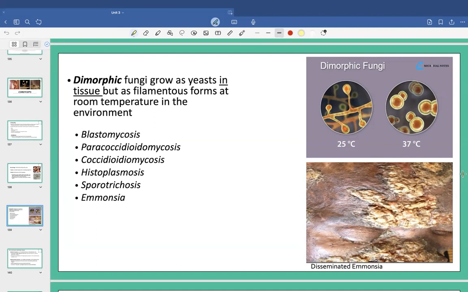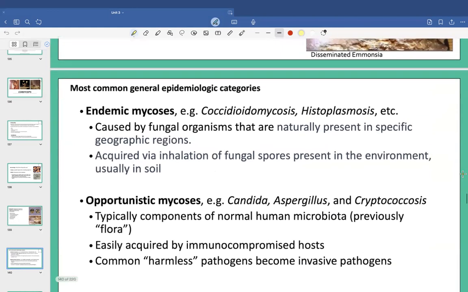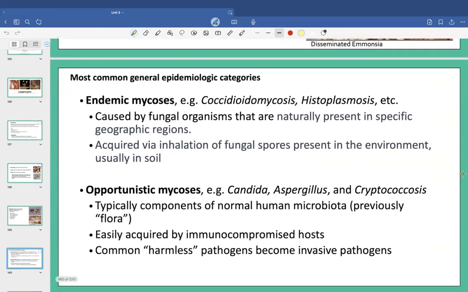So, still thinking about terminology, there are endemic mycoses and opportunistic mycoses. Endemic, which would be examples of your coccidioidomycosis and histoplasmosis. These are naturally present in specific regions. And most patients acquire these infections by inhalation of spores in that environment, typically the soil.